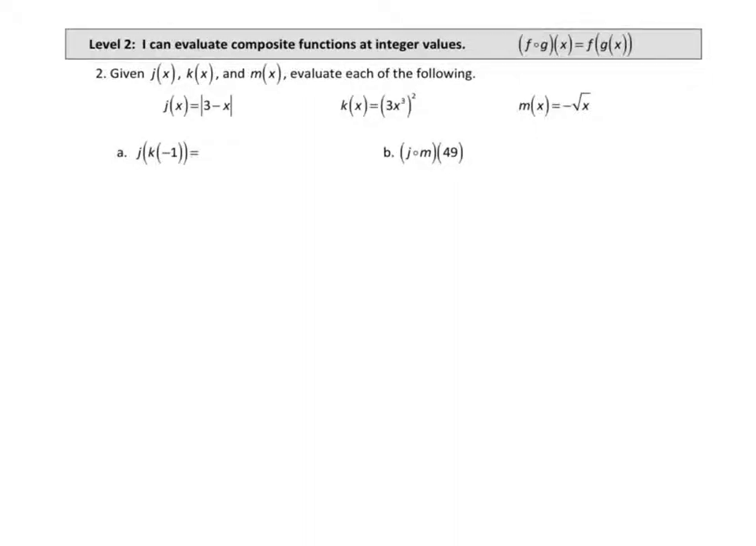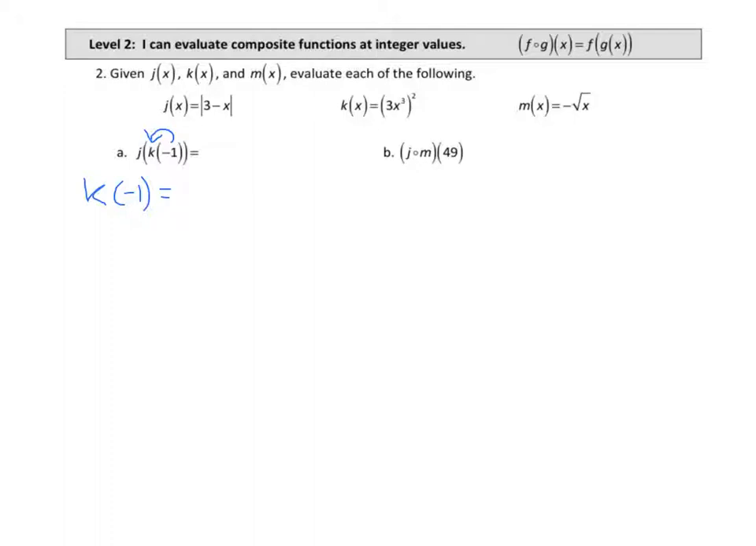In level 2, we will be evaluating composite functions at integer values. That means we're going to plug a number into one function, get an answer, and then we take our answer and plug it into another function. So the way it works, if we look at this first example in part A, we are going to plug -1 into k first. So I start on the inside and I evaluate k of -1.